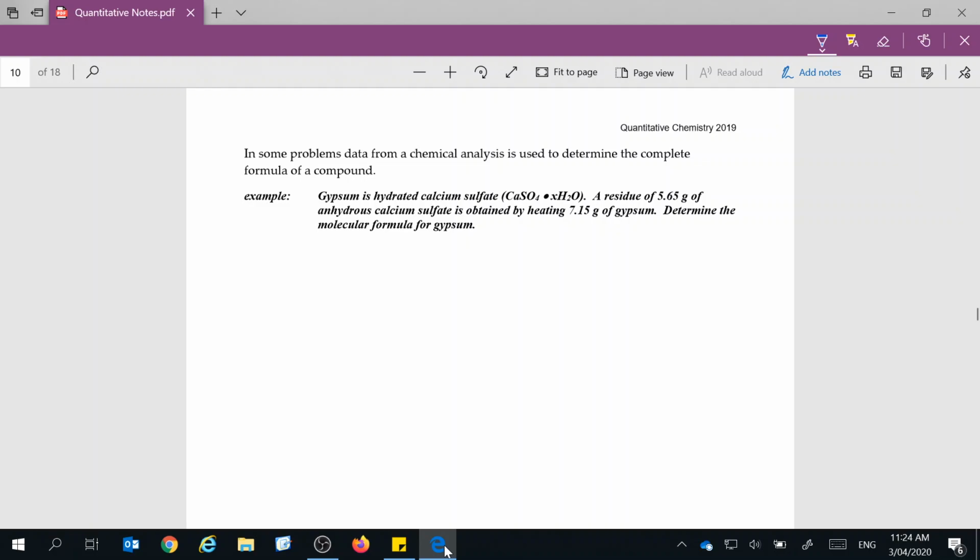All right, so I'm going to want to find the number of moles of both calcium sulfate and water so that I can compare the number of moles so that I can get a ratio. To find the number of moles, I need the mass and the molar mass of both.